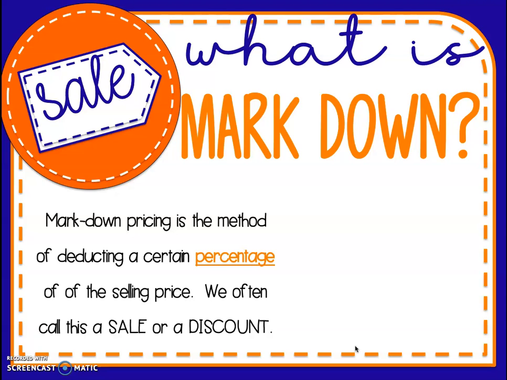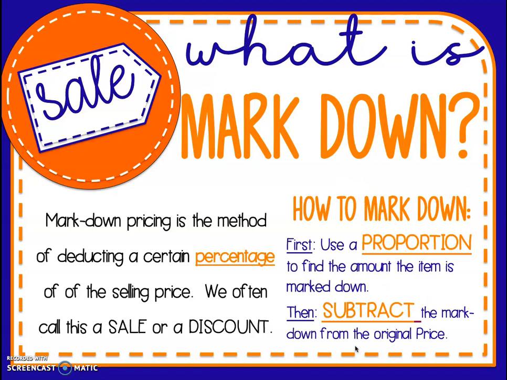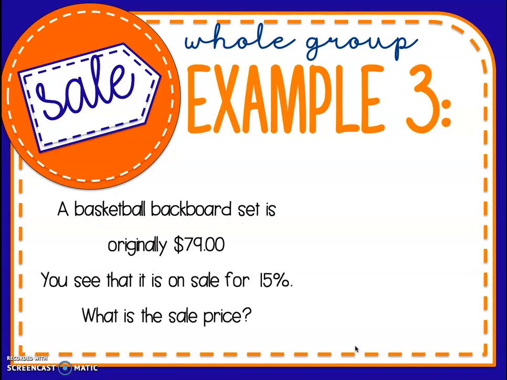Same situation. How to calculate a markdown? We're going to first set up a proportion and find our percent. So if it's 30% off, we have to figure out what that amount off would be. And then since we're marking it down, we're going to subtract that from the original price. Okay, so let's take a look at an example.